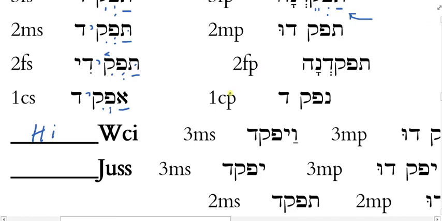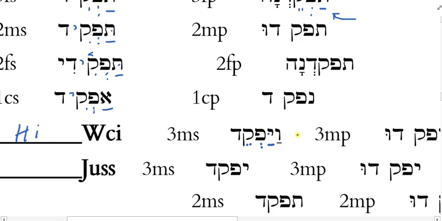For the Hifil Vayiktol or WCI, I've got my vav pathach, and the yod will get its doubling dot. What vowel do I get under the prefix? It's a pathach. Root 1, silent shva. And what was my vowel under root 2 in the Hifil WCI? Not kirik yod, but sere. Vayafkade. Vayafkade. He caused someone to appoint.